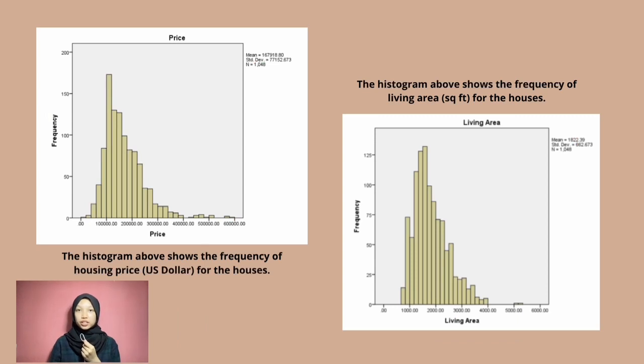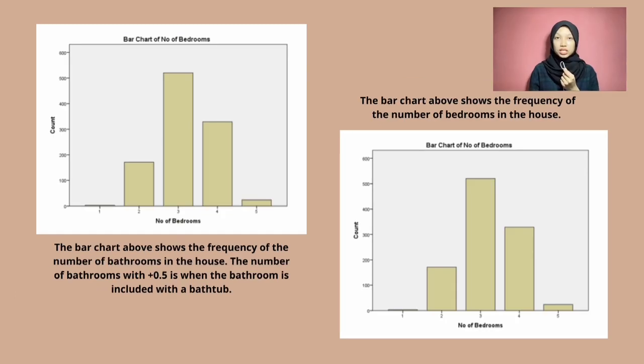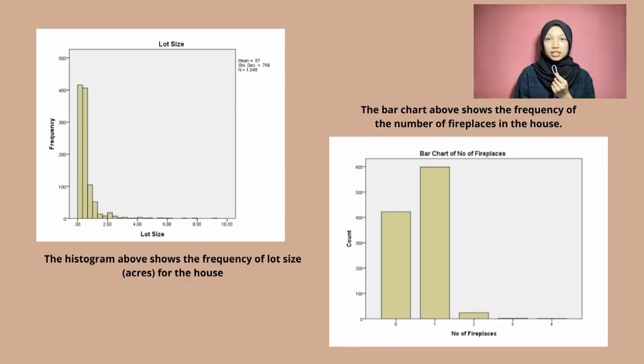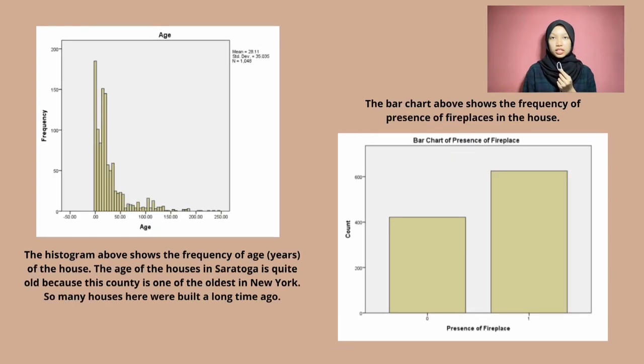These are the histograms of the frequency of housing price and also living area. These are the bar charts of the frequency of number of bathrooms and also number of bedrooms. This is the bar chart of the frequency of the number of fireplaces and also the histogram of the frequency of the lot size. This is the histogram of the frequency of age and also the bar chart of the frequency of presence of fireplace.